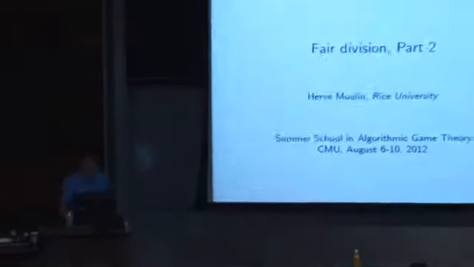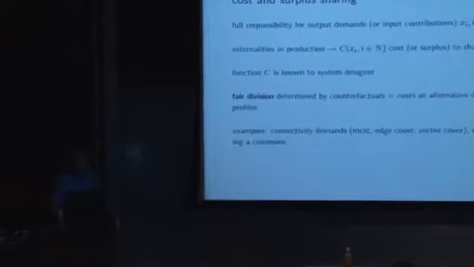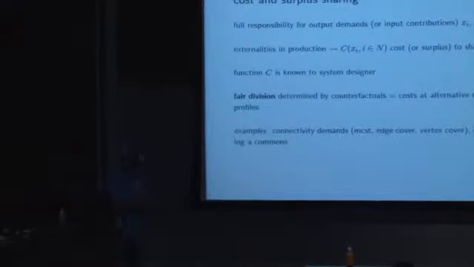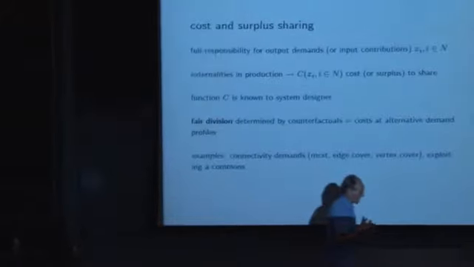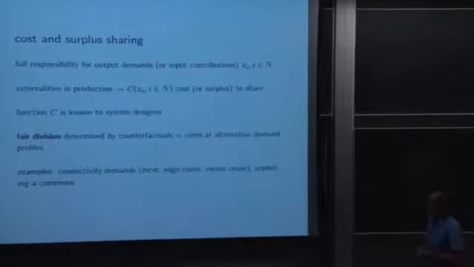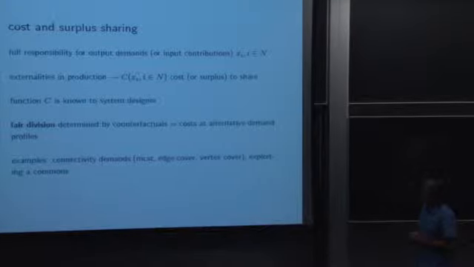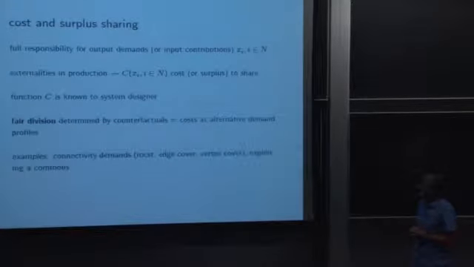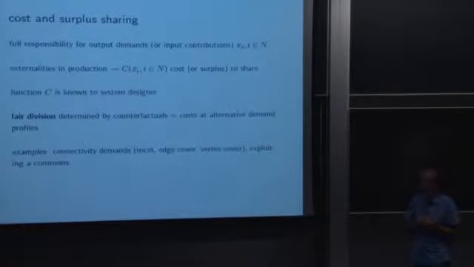So today, after dealing with the classic problem of fair division yesterday, I'm going to look at another family of models which are, in fact, rather different in their characteristics, because they are generally under the title of cost and surplus sharing, where the issue is the sharing of some kind of externalities in production.